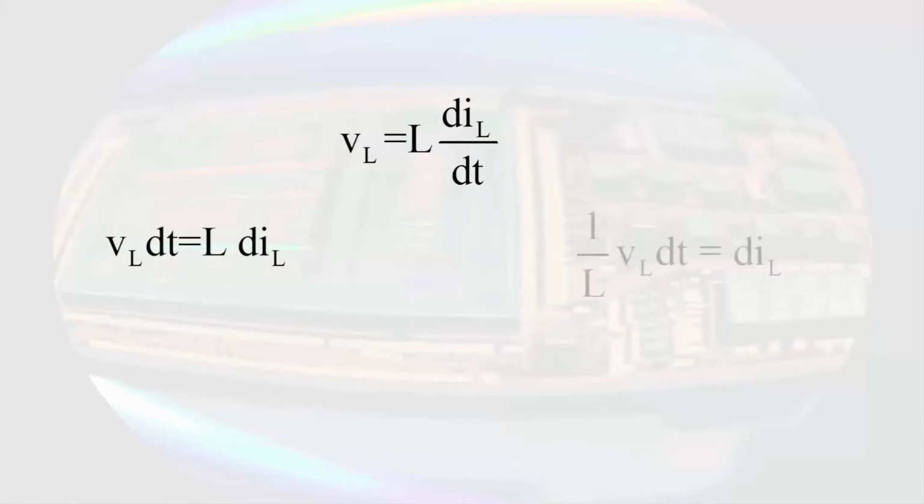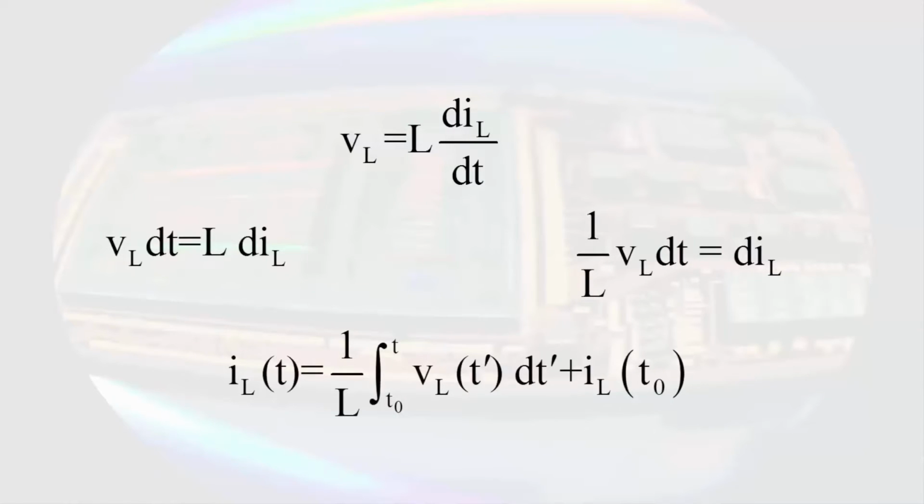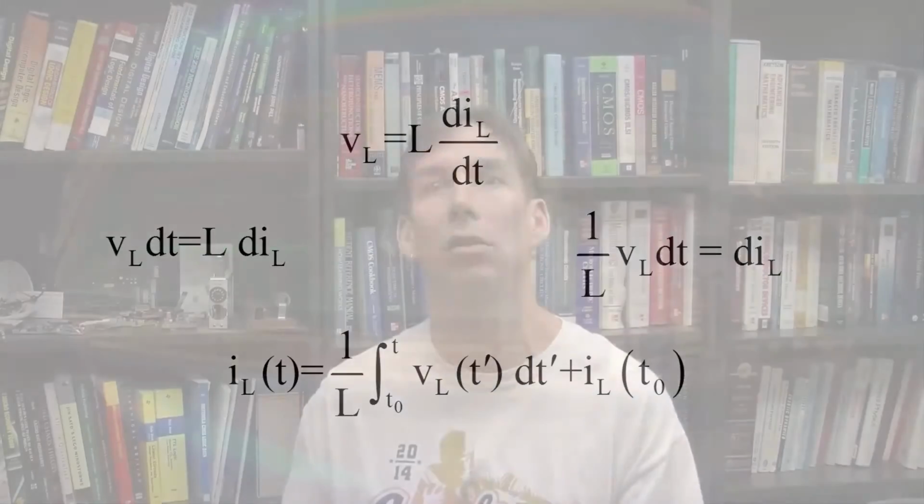Given the current voltage relationship for the inductor, in which we see that the voltage is the inductance times the derivative of the current with respect to time, we can perform some simple algebraic manipulations and rearrange the equation to express the time-dependent current through the inductor. With some thread of calculus, we see that the current is determined by the integral of the voltage.